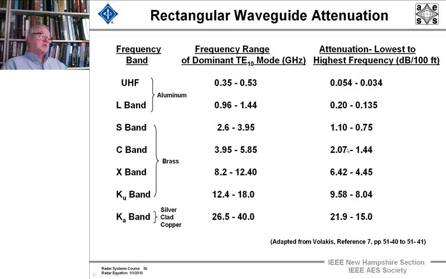That says you want to put your transmitter as close to the antenna as possible, if you can. If you have a very high-powered transmitter, you don't want 50 feet of waveguide at X-band, because that'll give you a significant loss in power reaching the antenna.